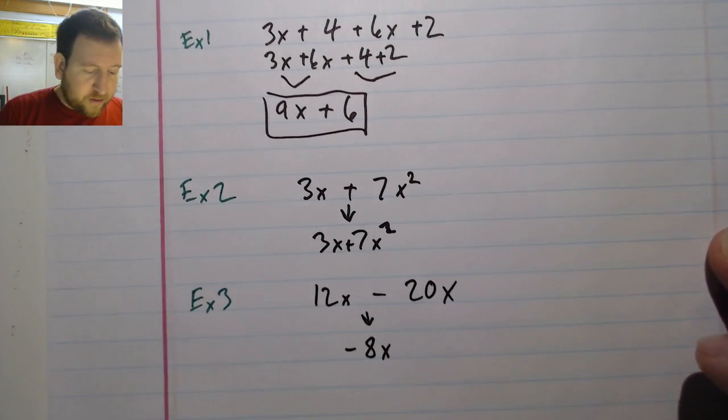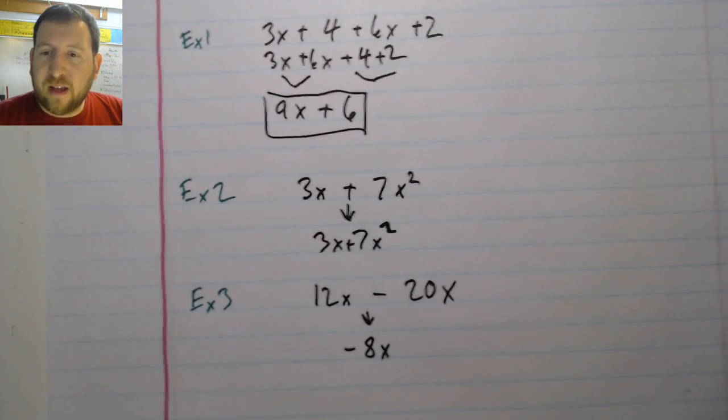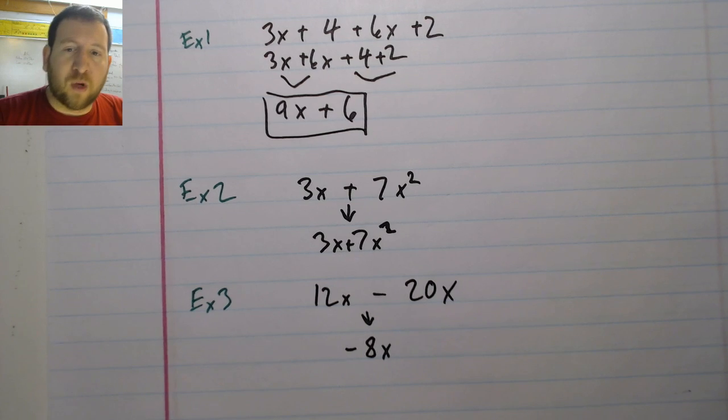And that's pretty much all that we're going to be talking about and doing. All the examples for this section rely on adding like terms, and it looks like mostly they only put like terms together anyway, so it should be pretty easy.